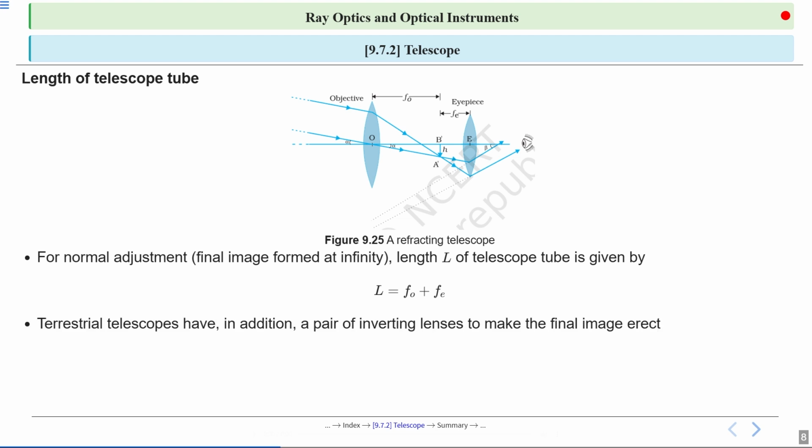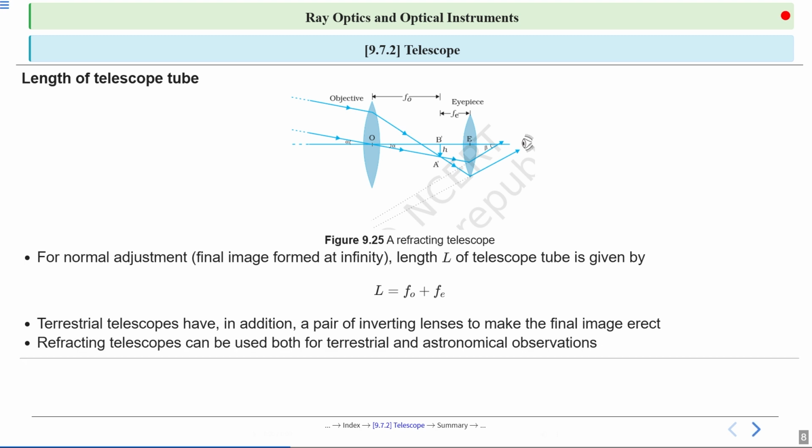In addition to astronomical observations, terrestrial telescopes include a pair of inverting lenses. These lenses ensure that the final image is erect, which is important for viewing objects on Earth without them appearing upside down. Refracting telescopes are versatile and can be used for both terrestrial and astronomical observations. This dual functionality makes them valuable tools for a wide range of applications, from staring into space to bird watching.